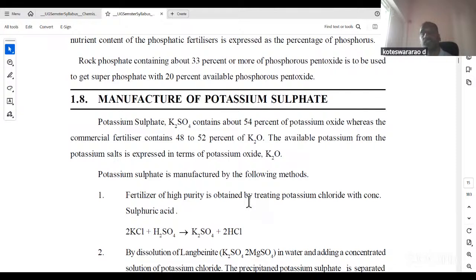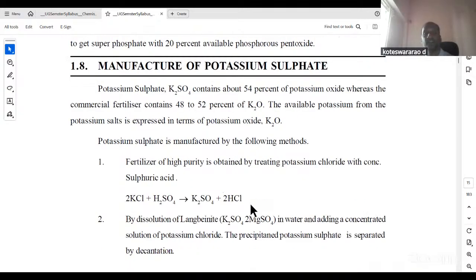Potassium sulfate, K2SO4, contains about 54% of potassium oxide, whereas the commercial fertilizer contains 48 to 52% of potassium oxide, K2O. The available potassium from the potassium salt is expressed in terms of potassium oxide, K2O. Potassium sulfate fertilizer of high purity is obtained by treating potassium chloride with concentrated sulfuric acid, which leads to the formation of potassium sulfate.